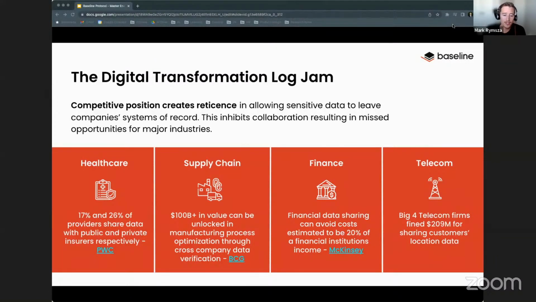So we can see some of those situations in some of the big industries where multi-party coordination is a use case of big interest. Like in healthcare, many providers don't want to share data with public and private insurers. In supply chain, there's a lot of value that can be unlocked in optimizing manufacturing processes just by sharing data across companies. But often the companies in these supply chains don't want to leak their inventory numbers, what they're ordering, things like this. Same thing applies to finance and even in telecom.